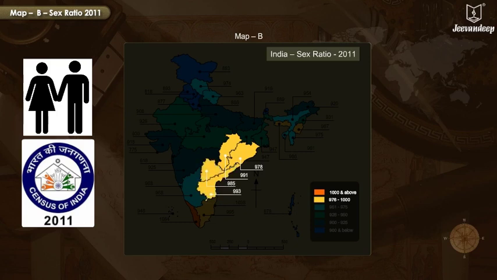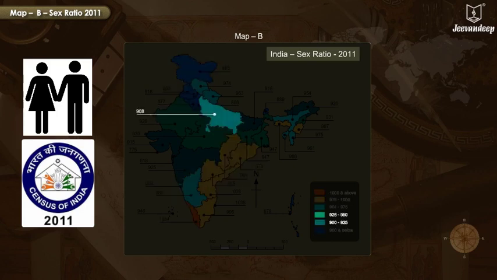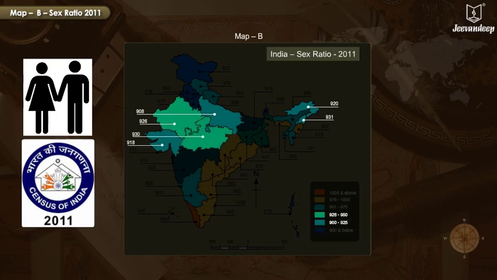Chhattisgarh, Odisha, Andhra Pradesh, Telangana, Karnataka, Goa, and Tamil Nadu have higher sex ratios than the northern states of Jammu and Kashmir, Punjab, and Haryana, which have sex ratios between 801 to 900. Uttar Pradesh, Arunachal Pradesh, Nagaland, Rajasthan, Gujarat, Madhya Pradesh, and Maharashtra have a sex ratio of 901 to 950.